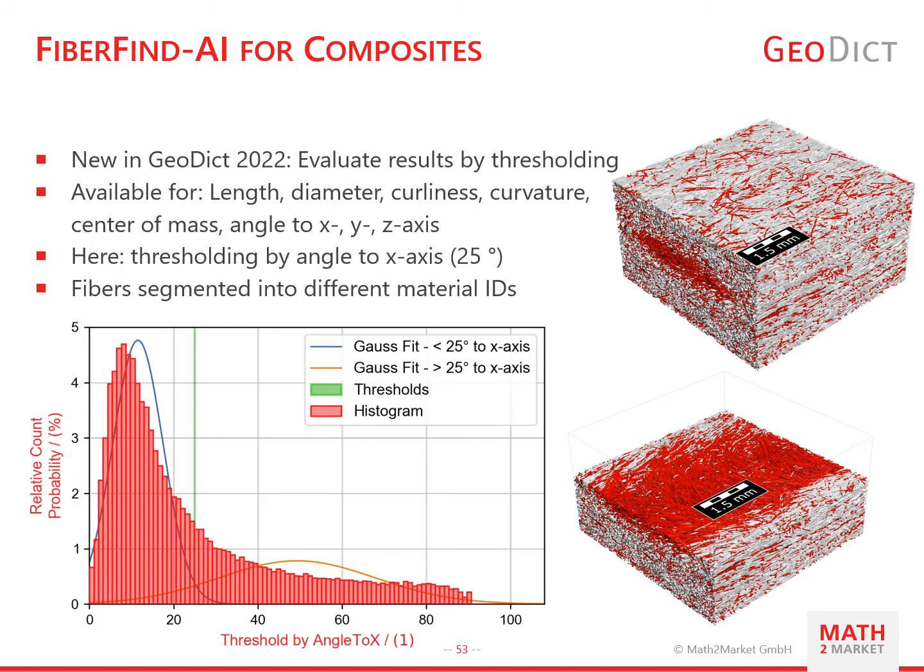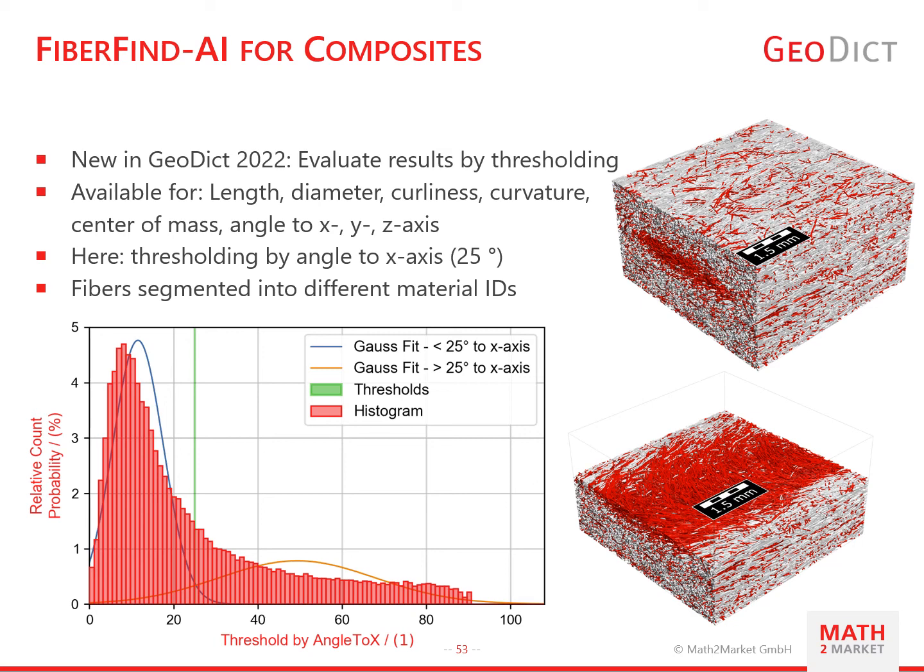To get an even better look at this middle layer, we used another new feature of GeoDict 2022. It is now possible to threshold the results in FIBERFIND-AI by the value of certain properties, namely fiber length, diameter, curliness, curvature, center of mass, and angle to x, y, or z axis. In this case, the threshold was an angle to the x-axis of 25 degrees. Then the fibers are segmented into two different material IDs. That means that you will get every statistic for those material IDs separately. And you can load a structure in GeoDict in which the two different fiber types are distinguished. You can see that on the right.